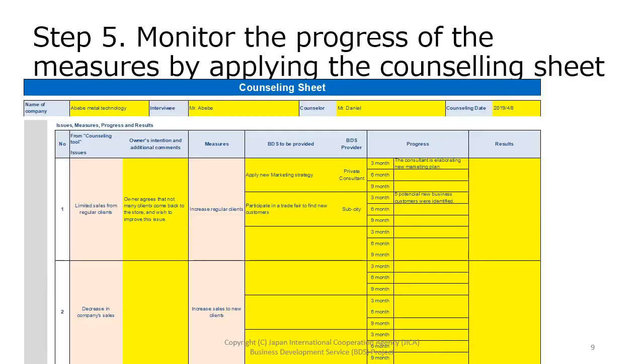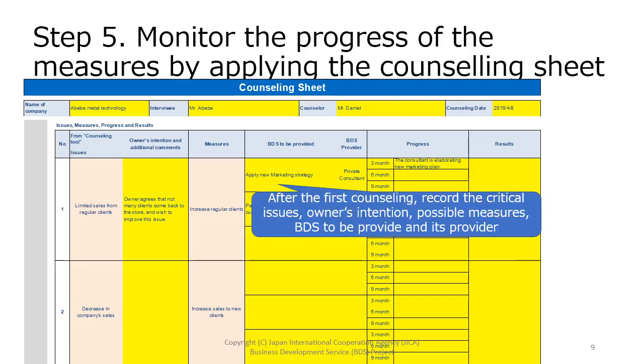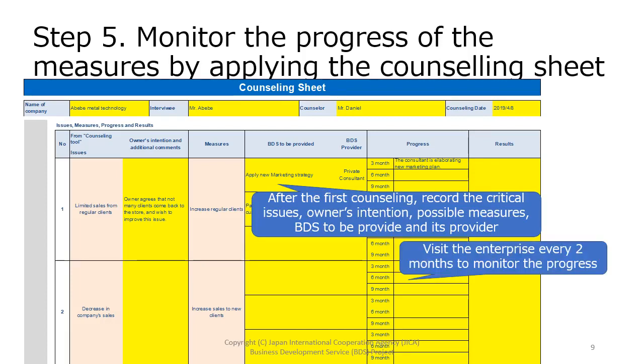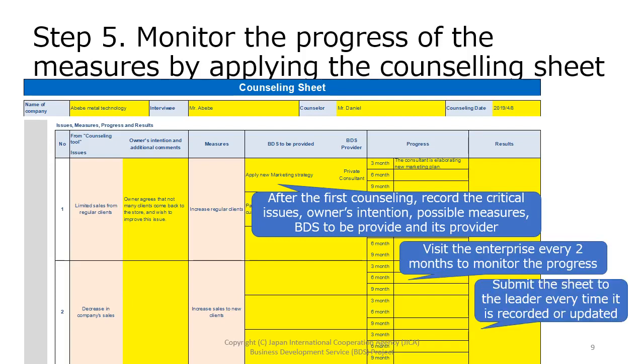The next step is for the MSME counselor to monitor the progress of MSME's change as they receive the various supports. You can use a counseling sheet as shown here, where you can input each problem, measure to solve them, BDS that will be offered, and track the progress every 2 to 3 months to see if the problems are indeed being solved. It is also important to share this sheet with other MSME counselors, so your boss may want to gather this information and share it with the others. If the problems are solved, the MSME counselor did a good job. If not, the MSME counselor would need to come up with other ways to help solve the problem for the MSME.